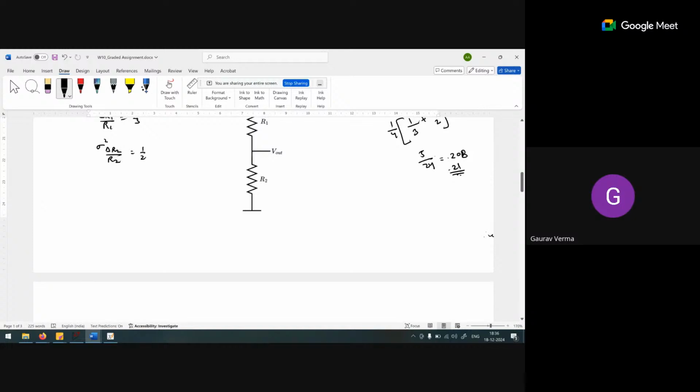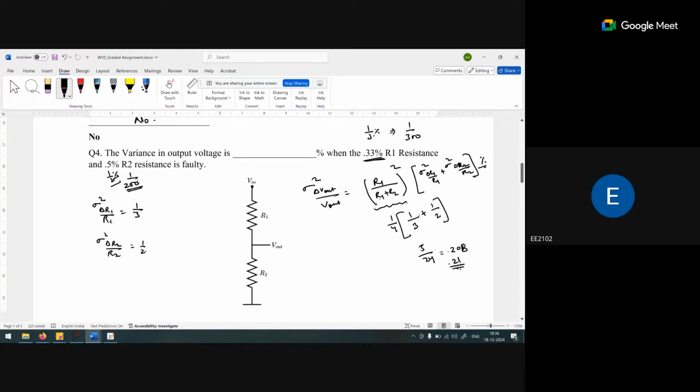Yeah, 0.21. So do we need to convert it into percentage? It is already in percent. Okay, so it is 0.21%. Otherwise, you can change this into the normal form, 1 by 300 plus 1 by 200. Okay, so it becomes 5 divided by 2400. Now if I want to convert into percentage, I just multiply with 100. Okay, so again it is 0.21%.